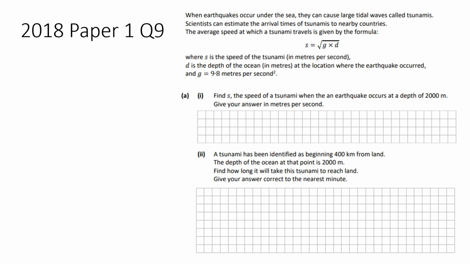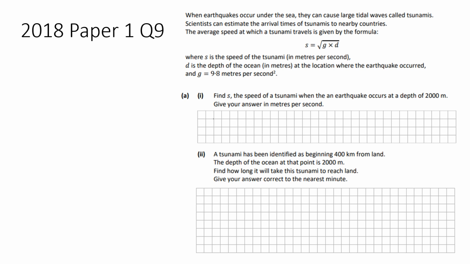S is equal to the square root of G multiplied by D, where S is the speed of the tsunami in meters per second, D is the depth of the ocean in meters at the location where the earthquake occurred, and G is equal to 9.8 meters per second squared. For part A, find the speed of the tsunami where an earthquake occurs at a depth of 2000 meters. Give your answer in meters per second.